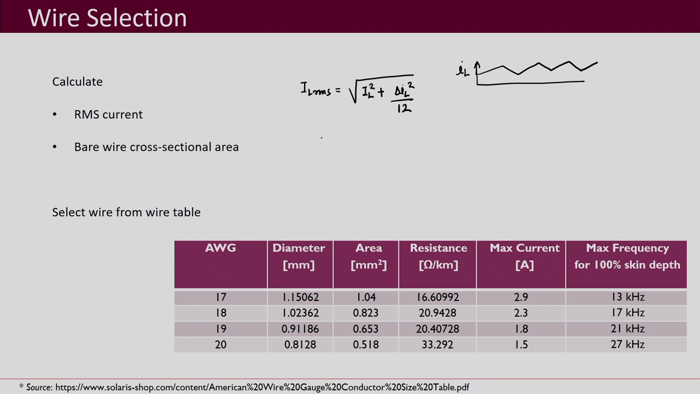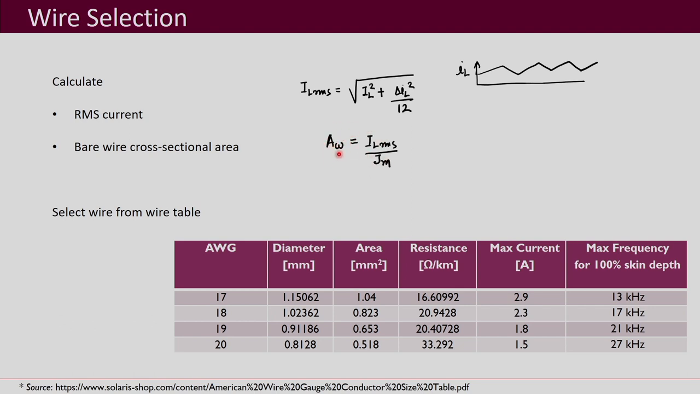Further, you can calculate the cross sectional area AW. This will be given by your IL RMS by JM. So, JM is the current density and IL RMS is your RMS value of current. Divided by JM, it gives you the cross sectional area of your wire.